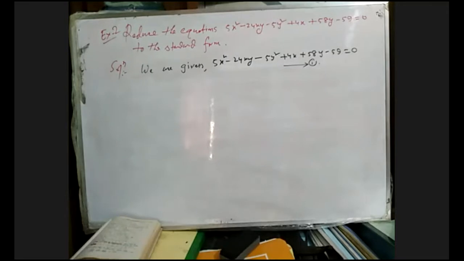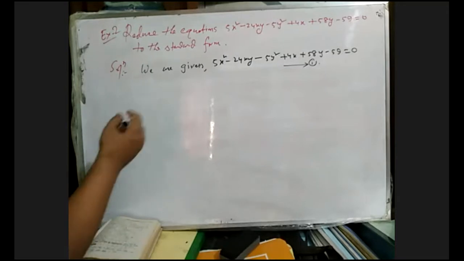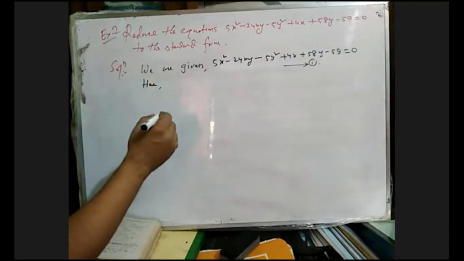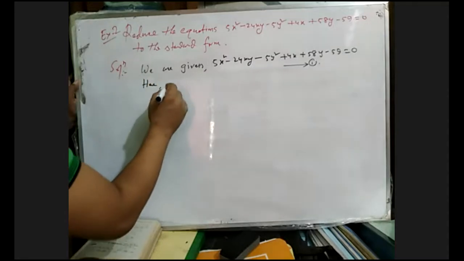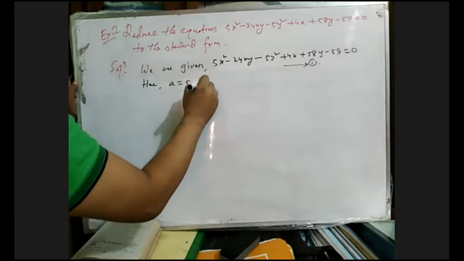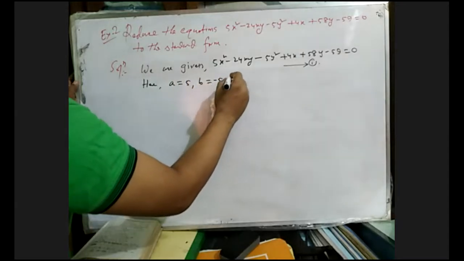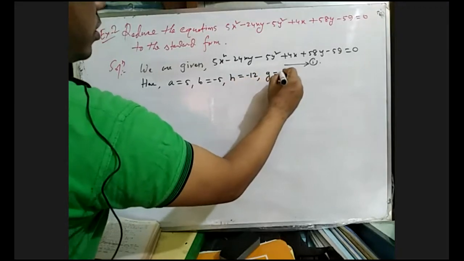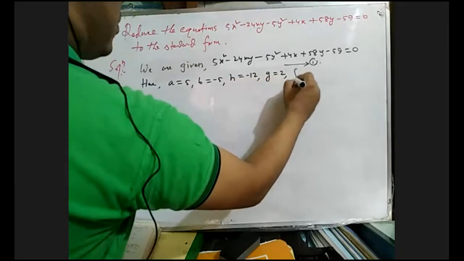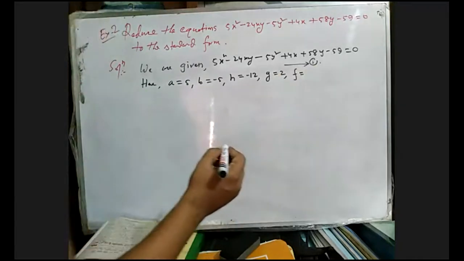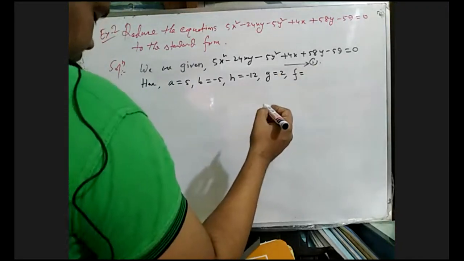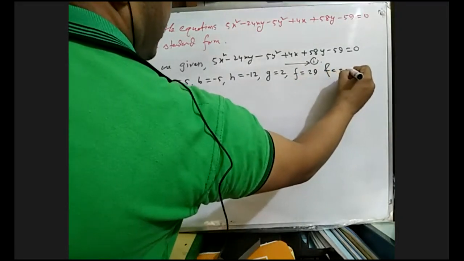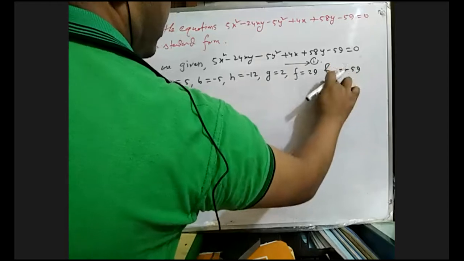So after comparison with the standard form of the general equation of second degree, we can find here: A equals 5, B equals minus 5, H equals minus 12, G equals 2, F equals 29, and C equals minus 59.